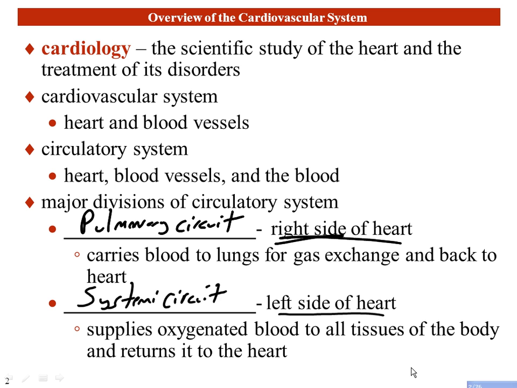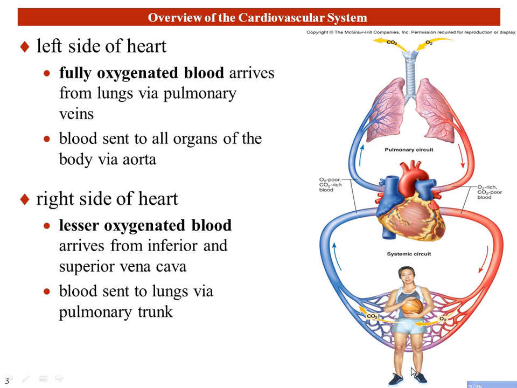Okay, and the left side of the heart is responsible for basically delivering blood with a high oxygen level to all the tissues of the body, and then eventually the systemic circuit will return blood to the right side of the heart here. So here's the right side of the heart. We have deoxygenated blood returning from the systemic circuit. The right side of the heart is going to pump it through the pulmonary circuit. CO2 is dropped off, O2 is picked up, and then once blood becomes oxygenated again, it will return to the left side of the heart, and then the left side of the heart will pump it back into the systemic circuit to all the tissues of the body.